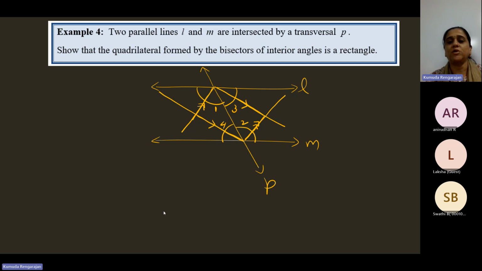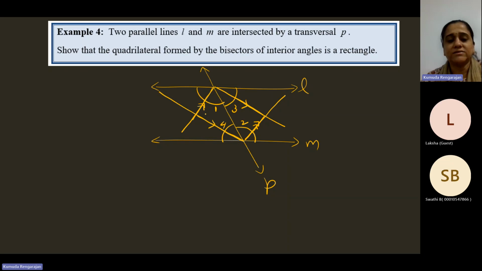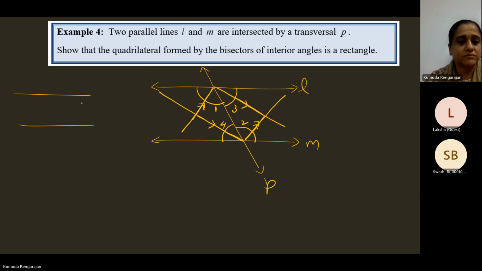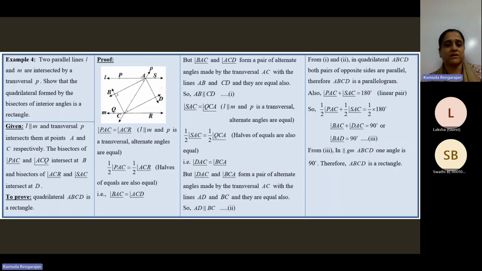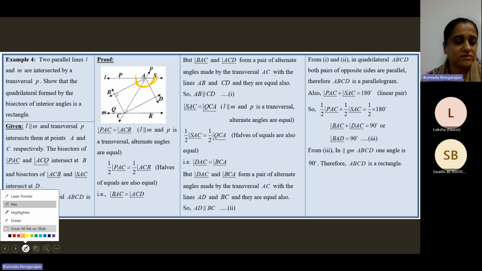Now, how do you prove that it's a rectangle? You must use the definition. In a parallelogram, when one angle is a right angle, it's a rectangle. So we proved it's a parallelogram. Now we'll have to prove that one angle is a right angle. For that, take up this angle. This one is a straight angle, right? 180. So that will be 180.